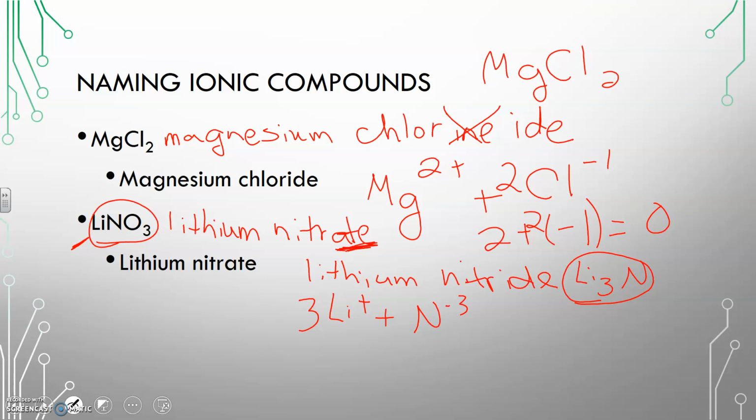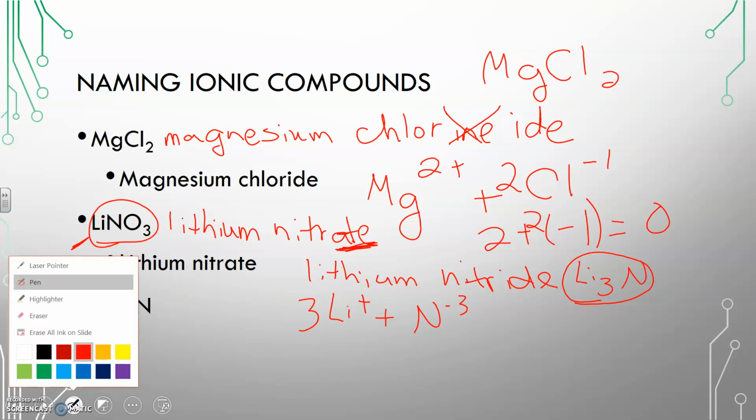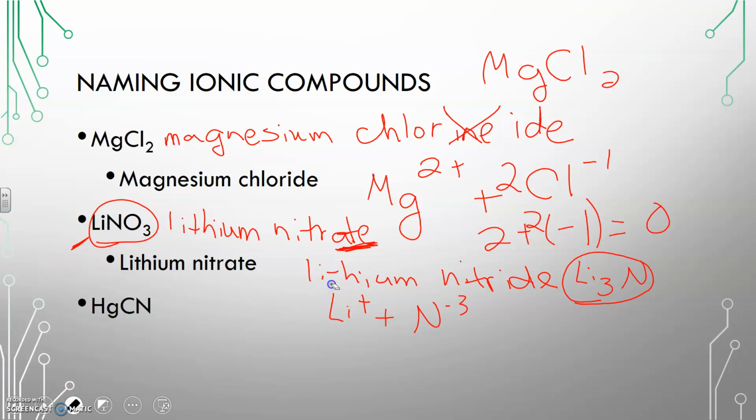Okay. All right, so now we're moving on. We've got HgCN. Okay, so Hg is mercury. Let me actually get a little bit more space here.